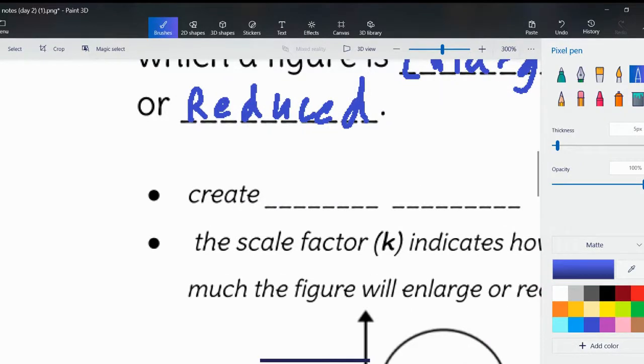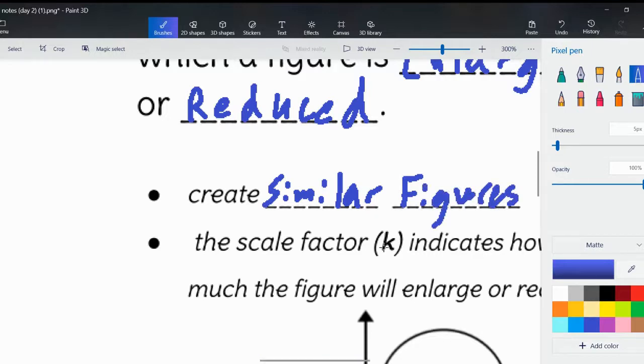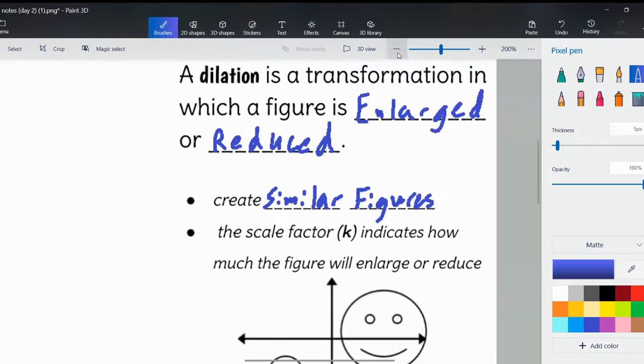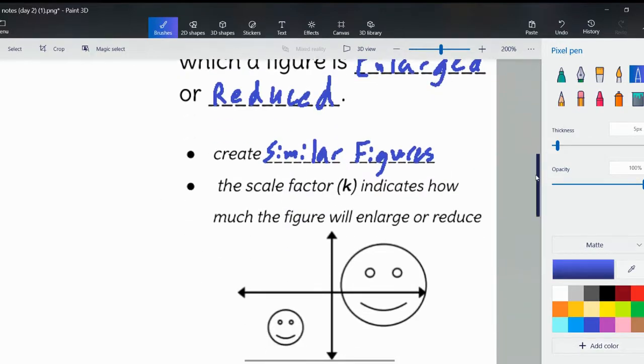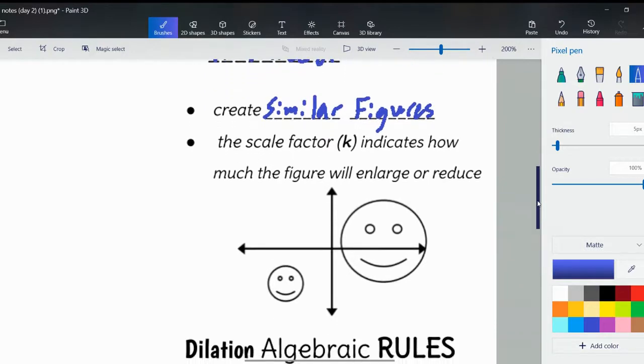I'm going to zoom in a little bit so I have a little more space to write. They're going to create similar figures. You learned about similar figures last year in 7th grade, and whether or not you remember that is a different thing. But similar figures are figures that have the same shape but different size. All the angle measurements are the same. All the side lengths are proportional to the original image, but they create similar figures.